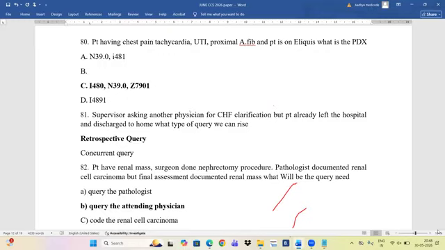Next, the supervisor is asking for CHF clarification on another patient, but the patient has already left the hospital and been discharged home. What type of query should it be? After discharge, it should be a retrospective query.